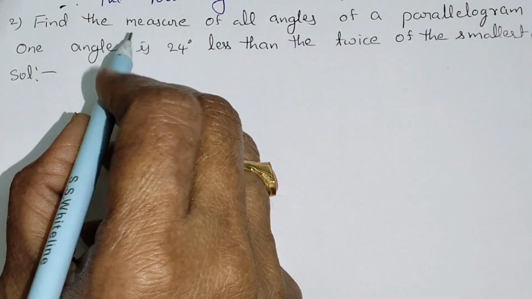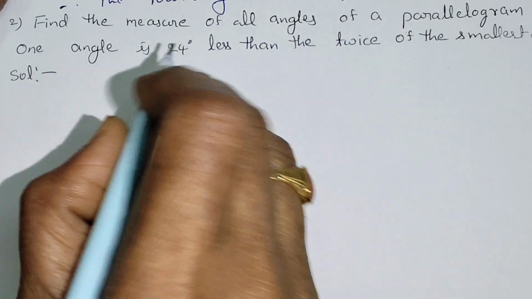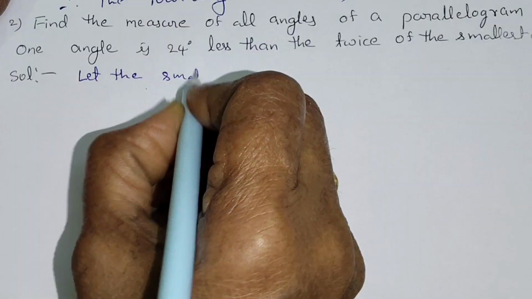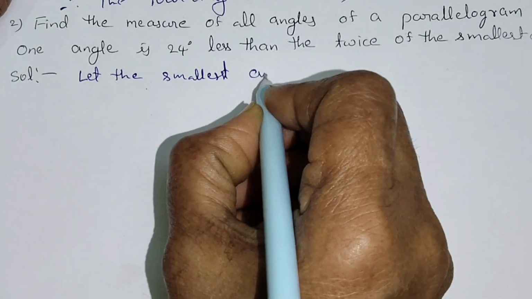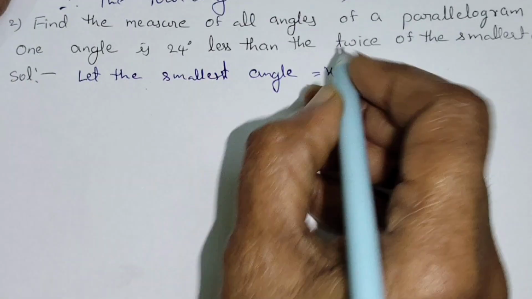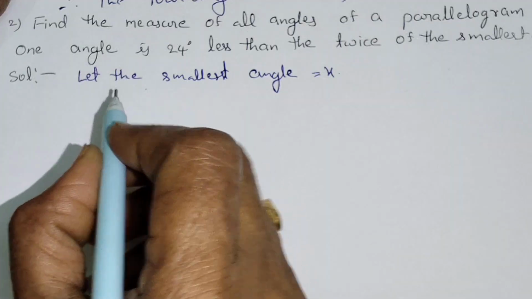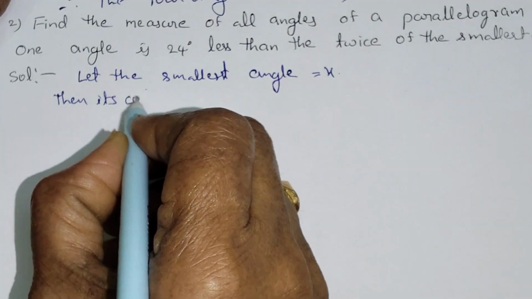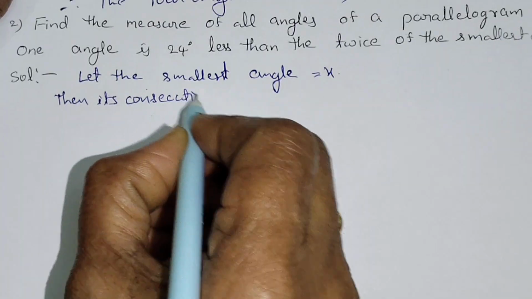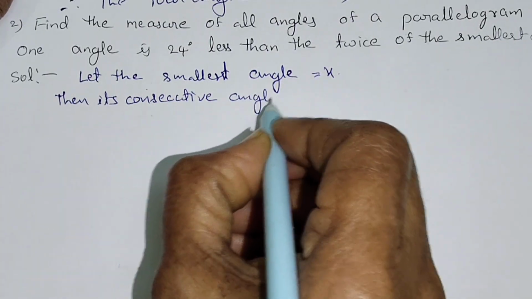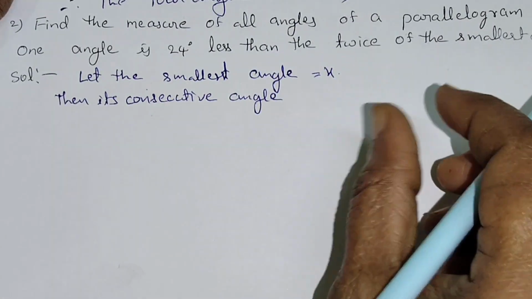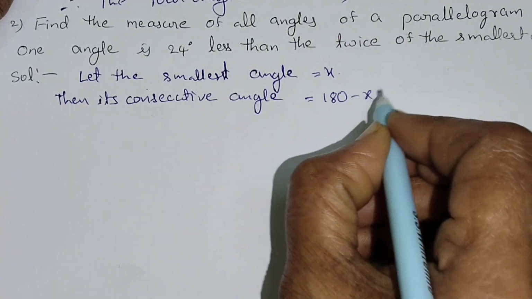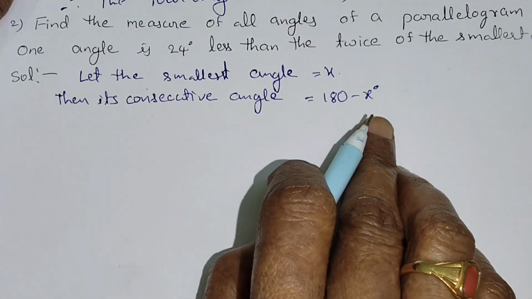First, let the smallest angle be x. Next, the consecutive angle: the sum of consecutive angles is equal to 180, so the other angle is 180 minus x.